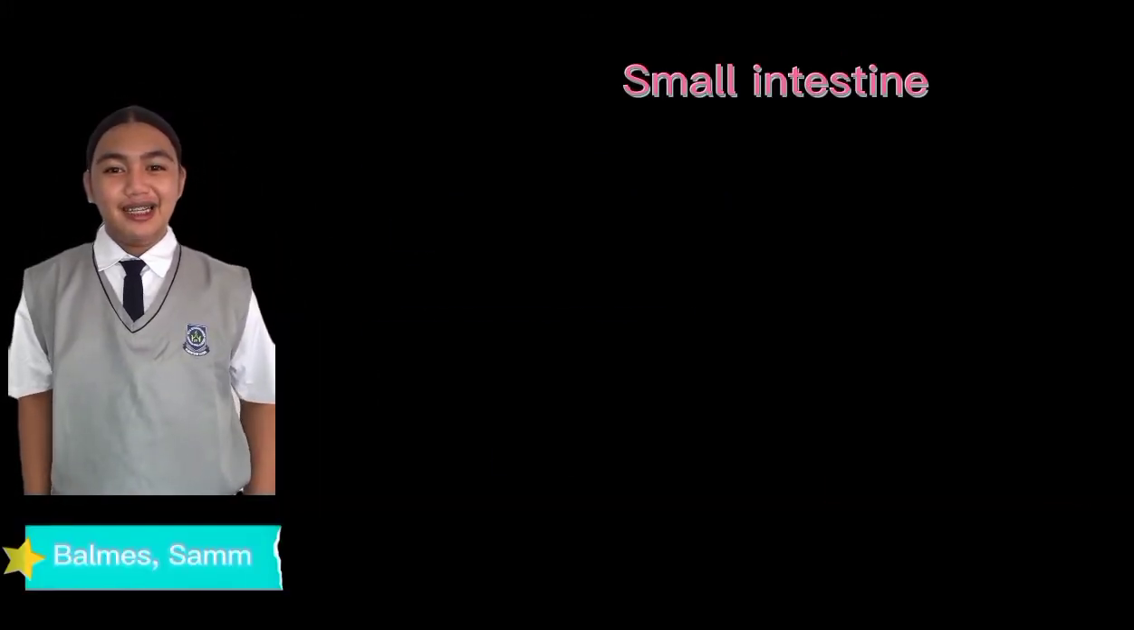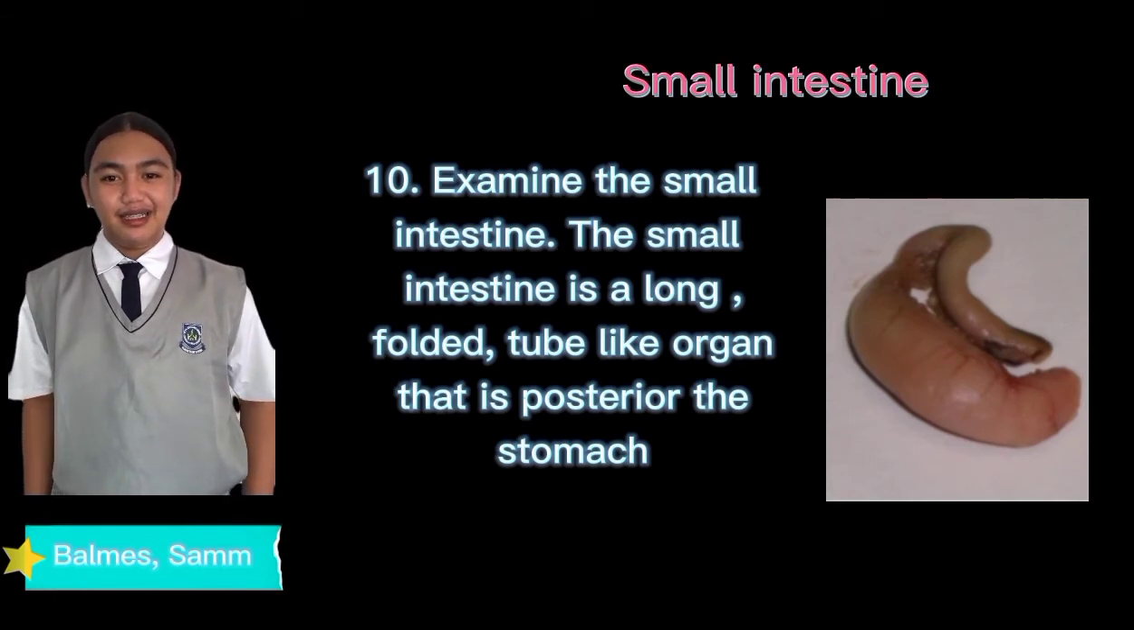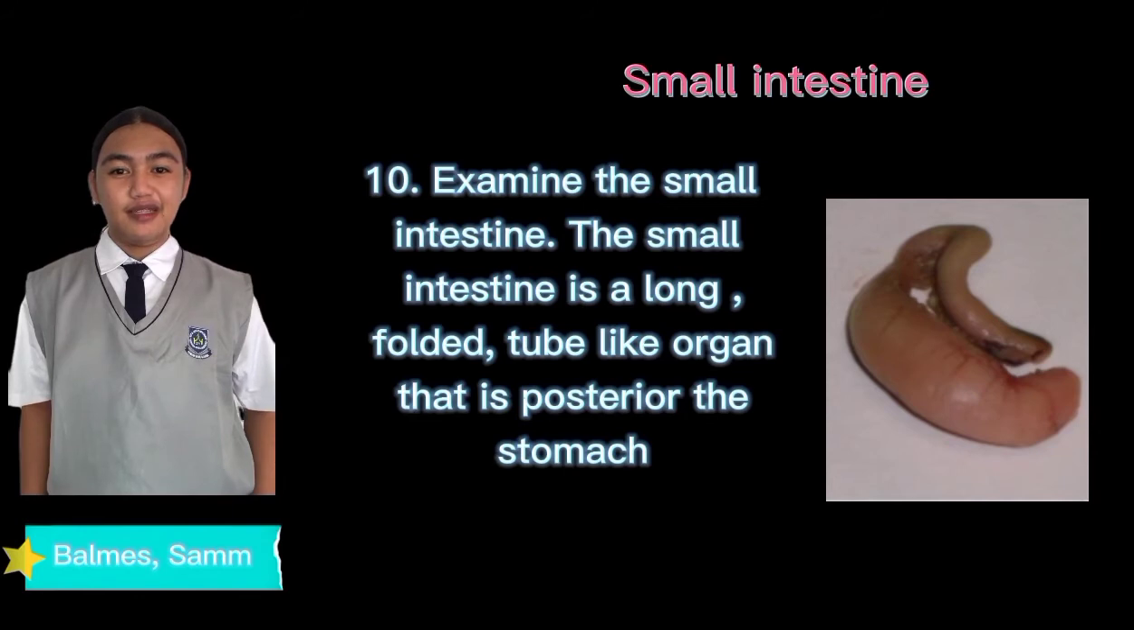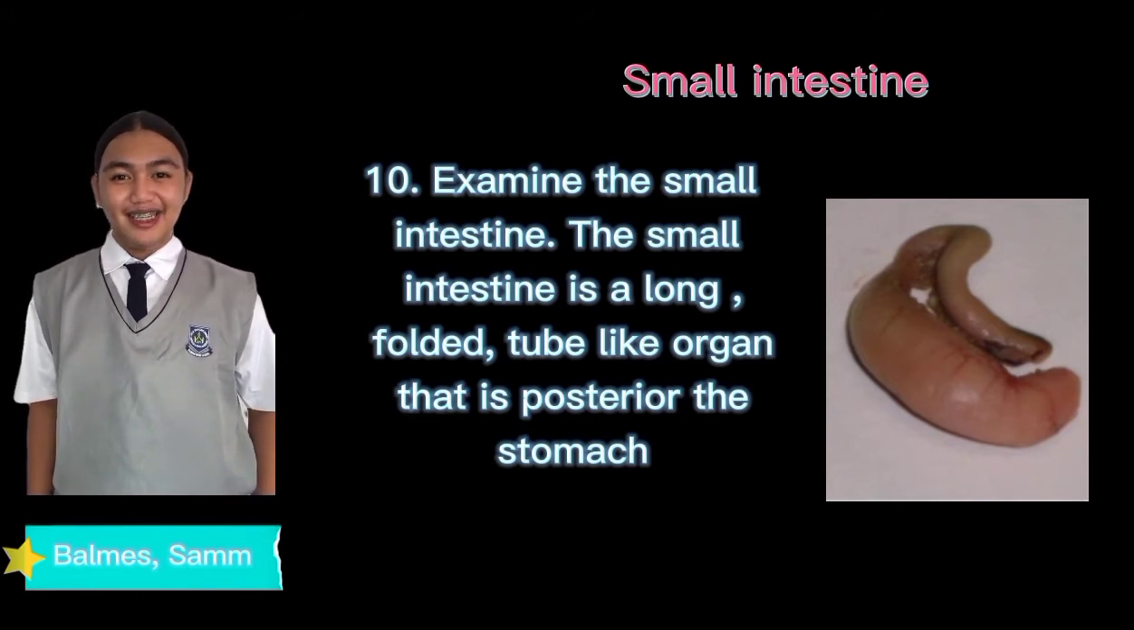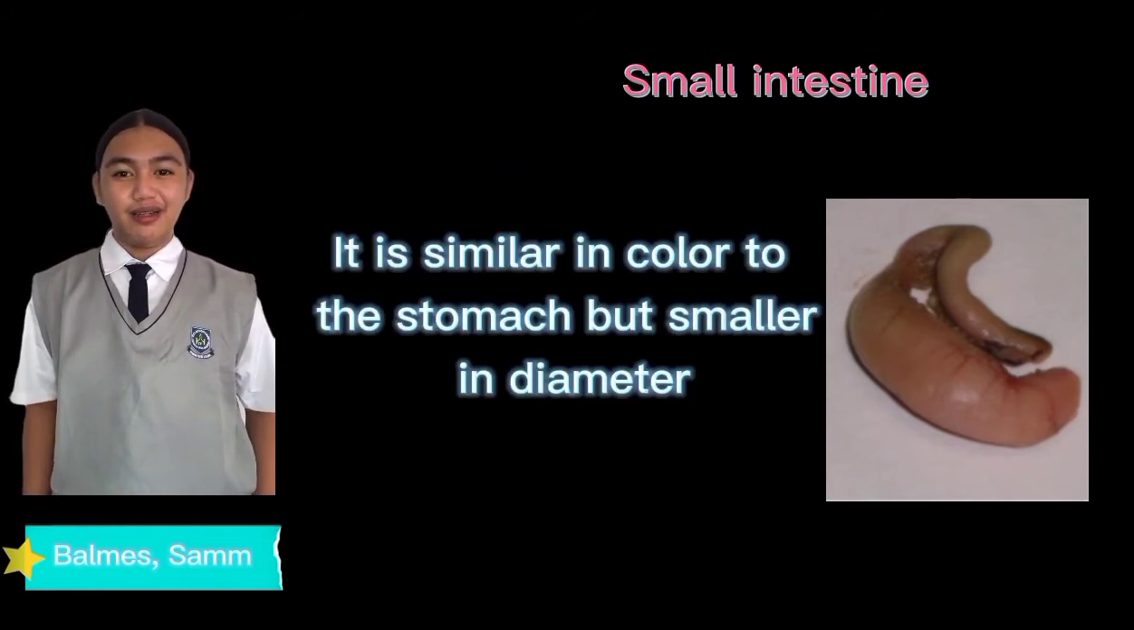Small intestine. Examine the small intestine. The small intestine is a long, folded, tube-like organ that is posterior to the stomach. It is similar in color to the stomach, but is smaller in diameter.